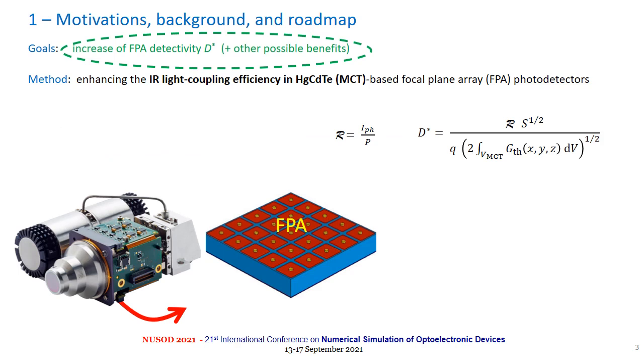Our idea is to increase the detectivity, D star, of focal plane array detectors by enhancing the infrared light coupling efficiency in the Mercatel absorber layer. Just a quick reminder, the detectivity D star depends on the ratio between the responsivity, capital R, and the integral of the thermal generation rate on the detector volume.